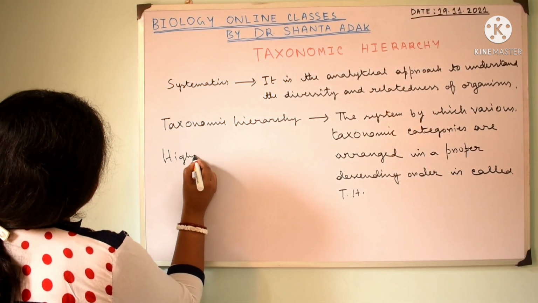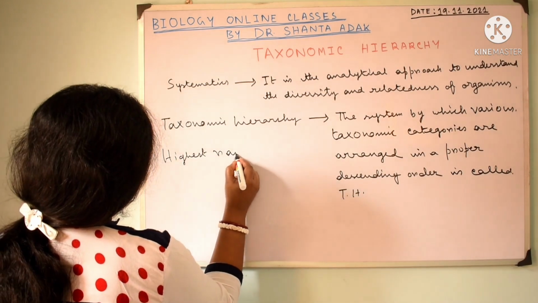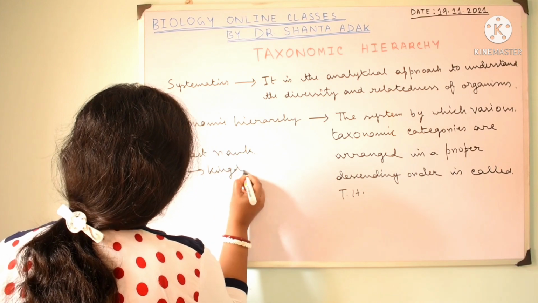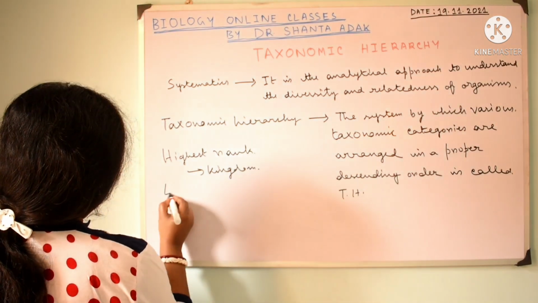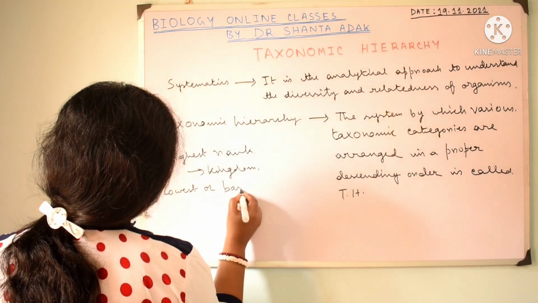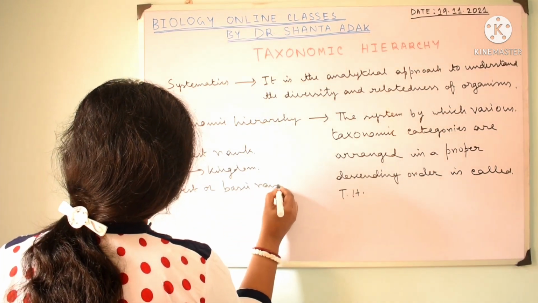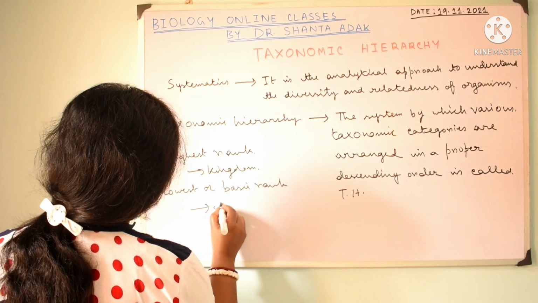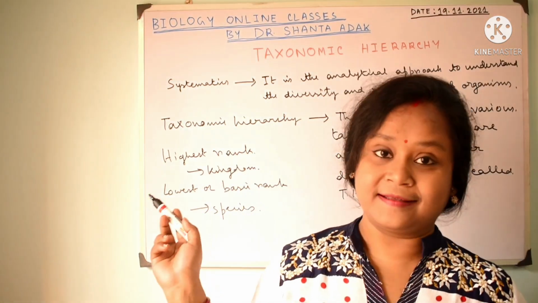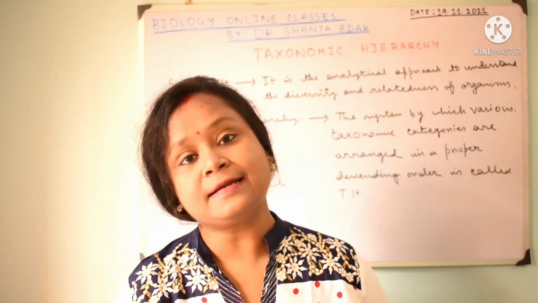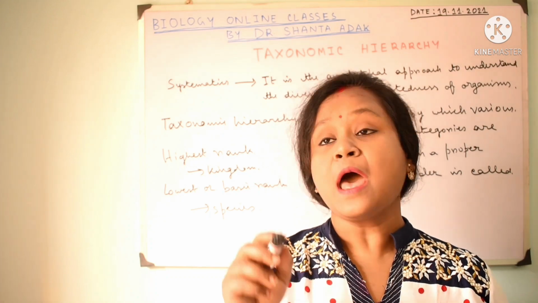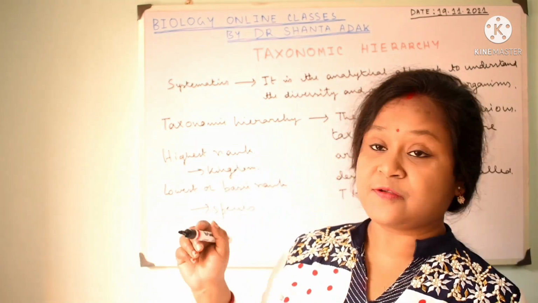Highest rank is kingdom, and lowest or basic rank is species. This taxonomic hierarchy is also called Linnaean hierarchy, as the scientist Carolus Linnaeus was the first who introduced this taxonomic hierarchy or hierarchical system.